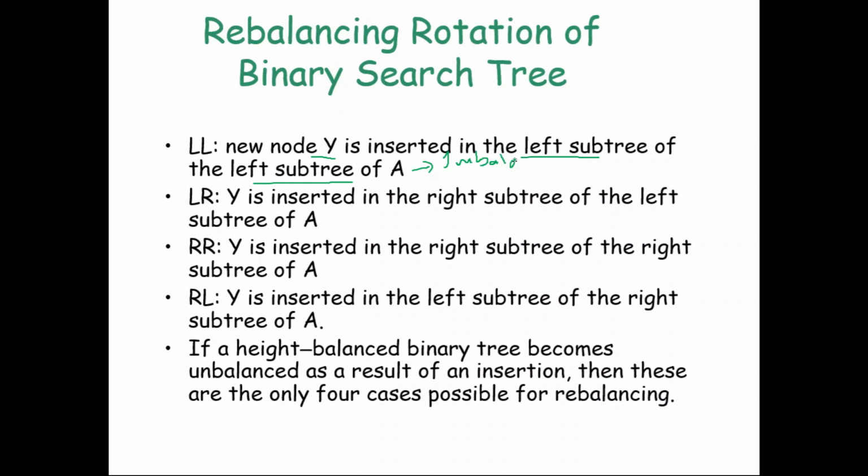If it is an LL imbalance, on whichever node the imbalance is created, on that node you perform a right rotation. That's all. The tree will be balanced. If it is RR, Y is inserted in the right subtree of the node on which the imbalance is created. In that case, you just perform a left rotation on that node, and the tree will become balanced.